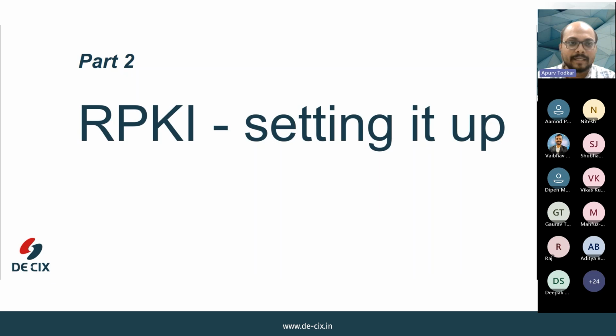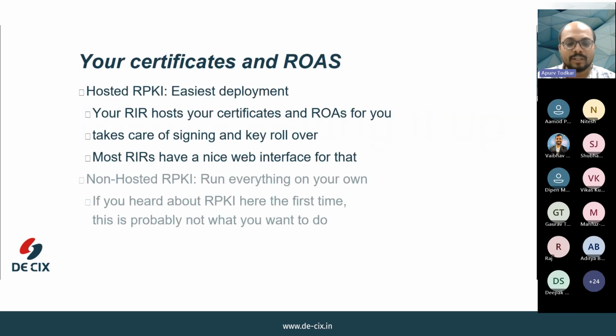Part 2 of RPKI: setting it up. Now that you have your certificates and the ROAs generated, the next step is setting it up in practice. The simplest approach here is to use hosted RPKI services. So you may ask, what is hosted RPKI? In a hosted RPKI setup, your RIR, for example the RIPE NCC in Europe, manages the certificate and ROAs on your behalf. And in our case, it is managed by APNIC. They handle the key management, the signing, and the regular key rollovers. For example, as I showed you earlier, if your key needed a rollover over a month ago, the hosted RPKI setup would ensure that this process happens automatically and seamlessly.